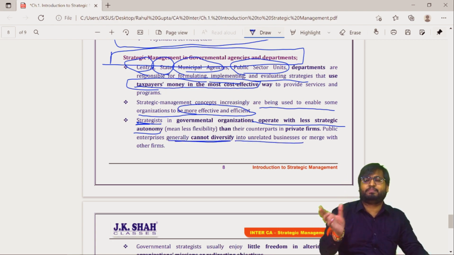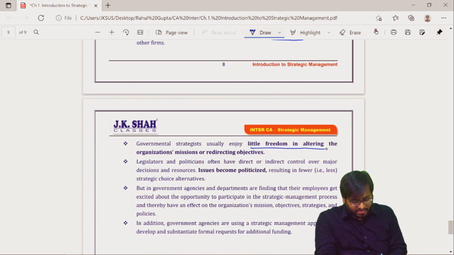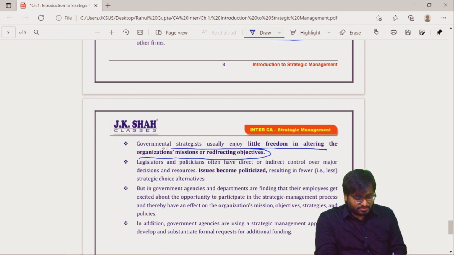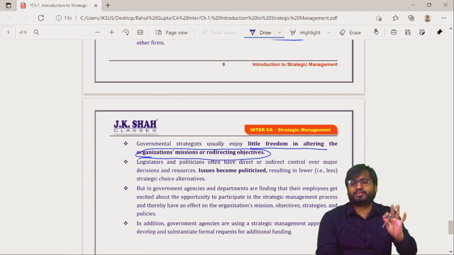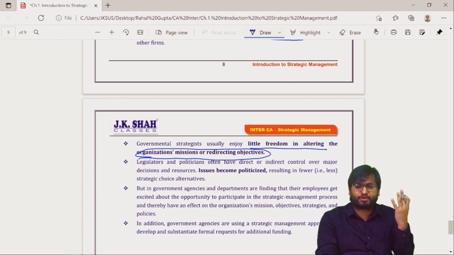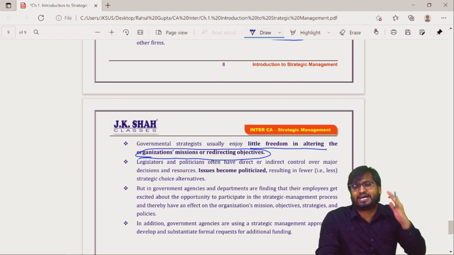I gave you an example. The HDFC chairman will have more freedom. They can do what they want to, but will the SBI chairman have freedom? No. They enjoy little freedom in altering the organization's mission and objective. So, Indian Railways will not increase their fare. Why? Because their job is not to earn profits but to serve the society at large. So, Indian Railways will not hike the prices.